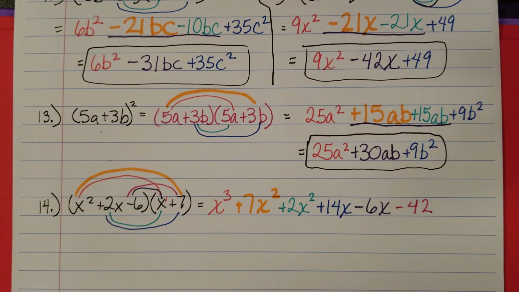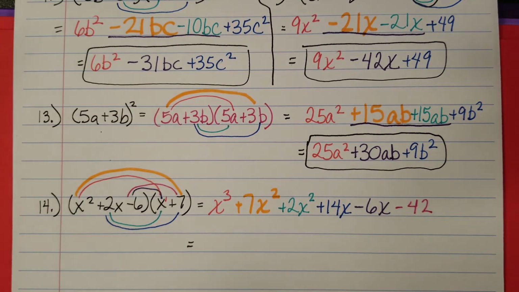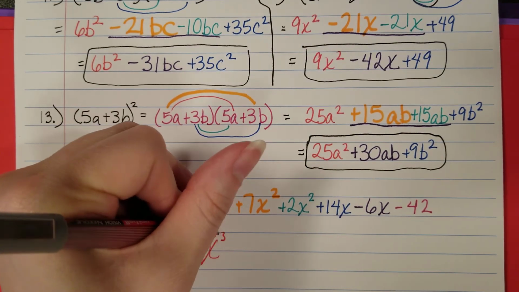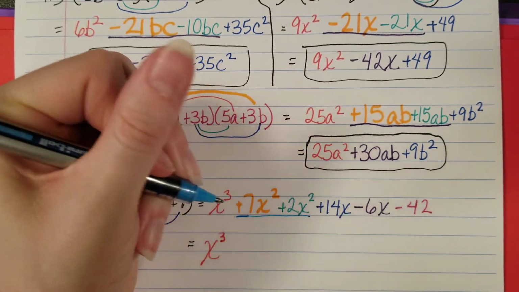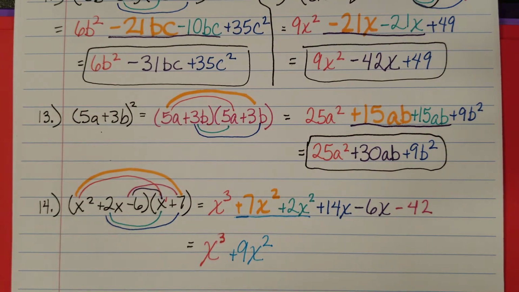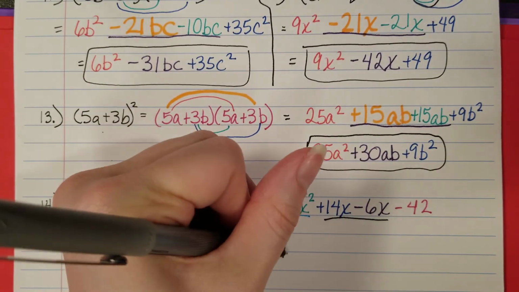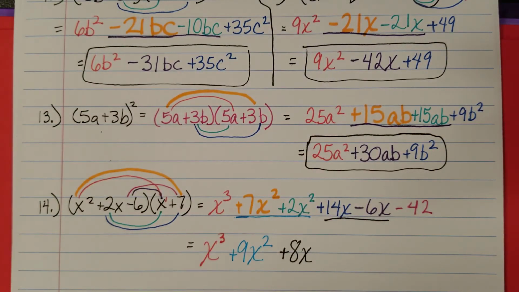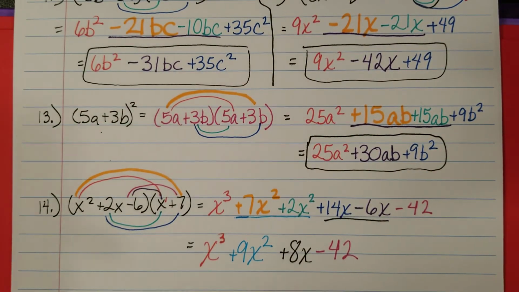All right, then I'm just going to combine the like terms. So x cubed doesn't have any like terms to combine with it, so I'm just going to bring that down. And then plus 7x squared plus 2x squared, so that would be plus 9x squared. And then 14x minus 6x would equal positive 8x. And then I'll just bring down the minus 42. And that would be my final answer.